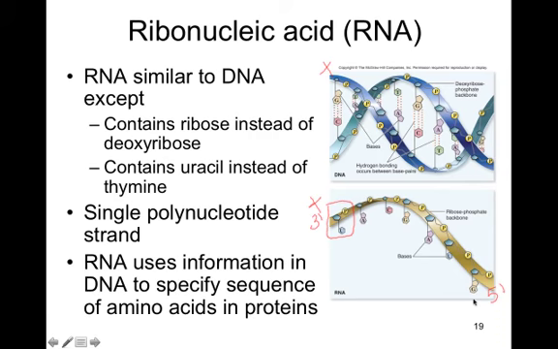replicated. So RNA uses information in the DNA to specify the sequence of amino acids in proteins. So basically what that means is DNA is the blueprint, and RNA is a copy of the blueprint that we take out of the office onto the building site in order to make the proteins themselves. So DNA stays in the nucleus and it's copied into a strand of RNA, and then that RNA will eventually be translated into a protein. We'll look at that in much more detail later in the semester.